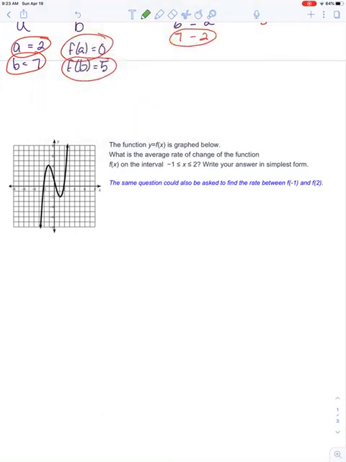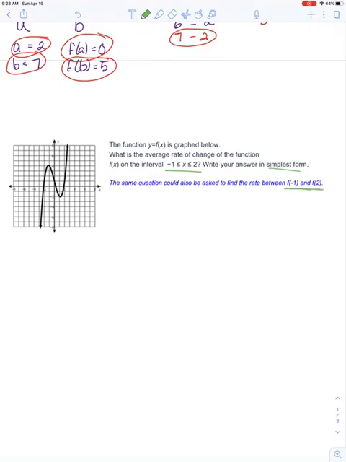All right, so the function y equals f of x is graphed below. What is the average rate of change of the function f of x on the interval negative 1 is less than or equal to x, which is less than or equal to 2? So we're in the section between negative 1 and 2. So write it in simplest form.